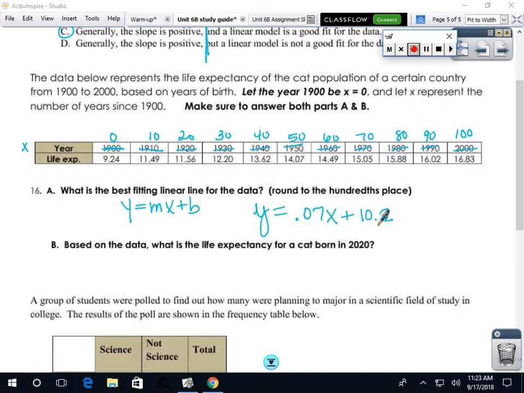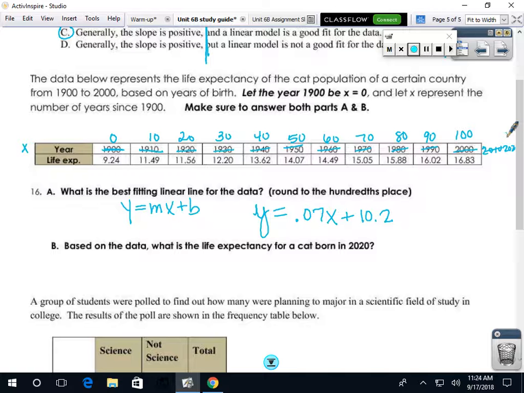Now that we have our equation, it says based on the data, what is the life expectancy for a cat born in 2020? Well, remember, this would have been like 2010, and then after that, it would have been 2020, right? Which I'm running out of room.